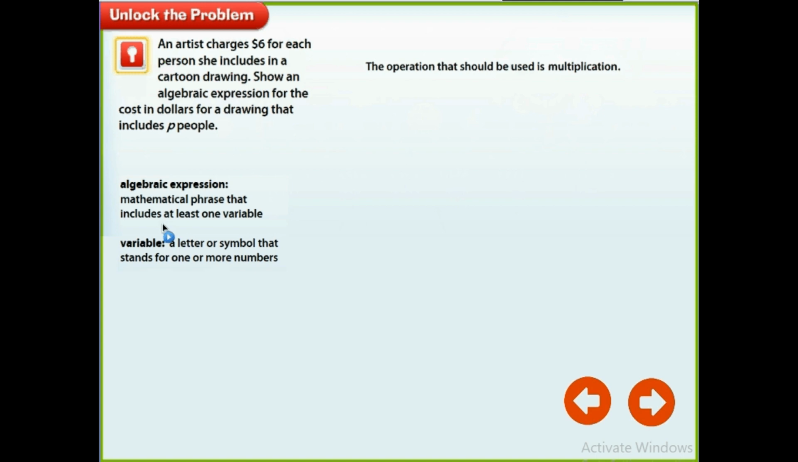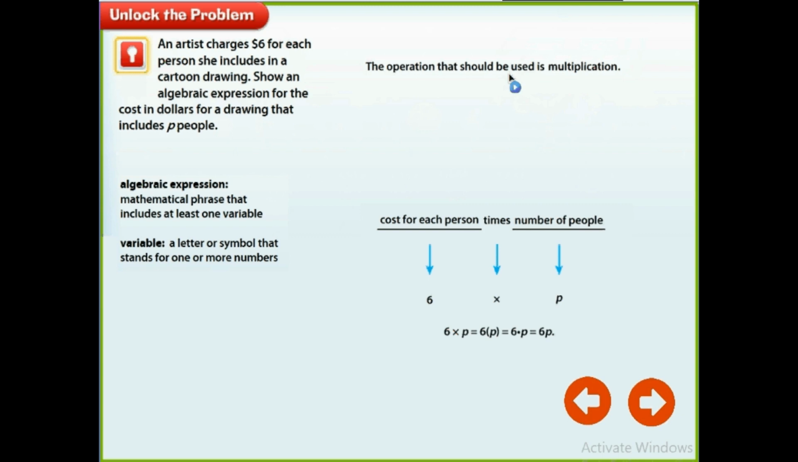To show the expression, first let's think about the operation that should be used to find the total cost of the drawing. We should use multiplication, which is represented by the word times. To complete the word expression, think about which factors are being multiplied. The cost for each person is multiplied by the number of people.